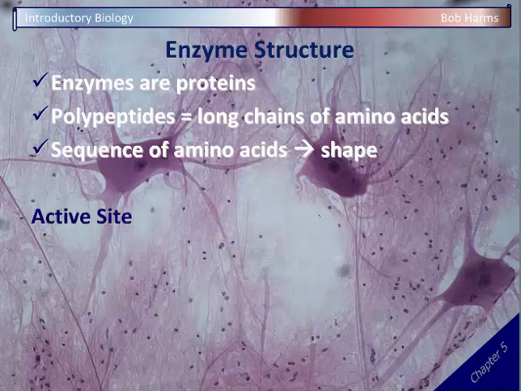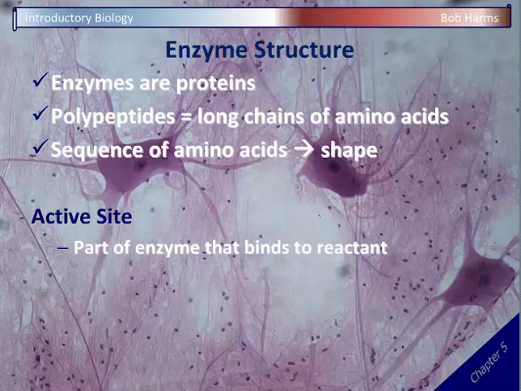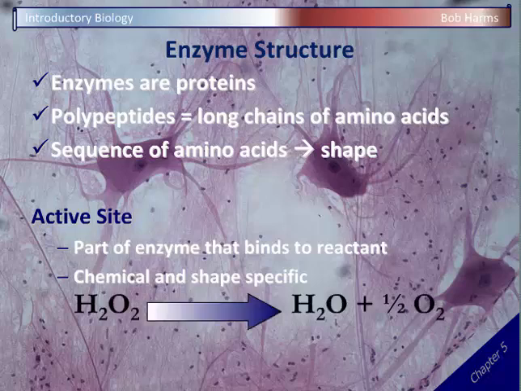Okay? And within the enzymes, I mentioned that active site, that is the part of the enzyme that's actually going to bind to the reactant. So it's going to have very specific chemical properties to it and a very specific three-dimensional shape, just depending on which amino acids make up that active site.